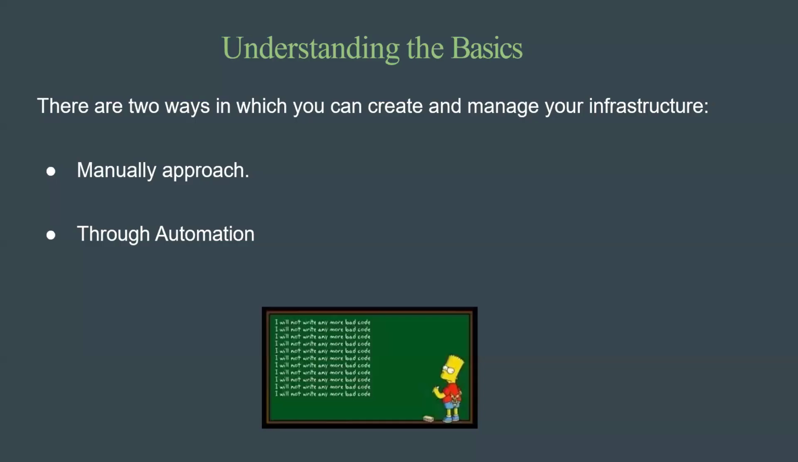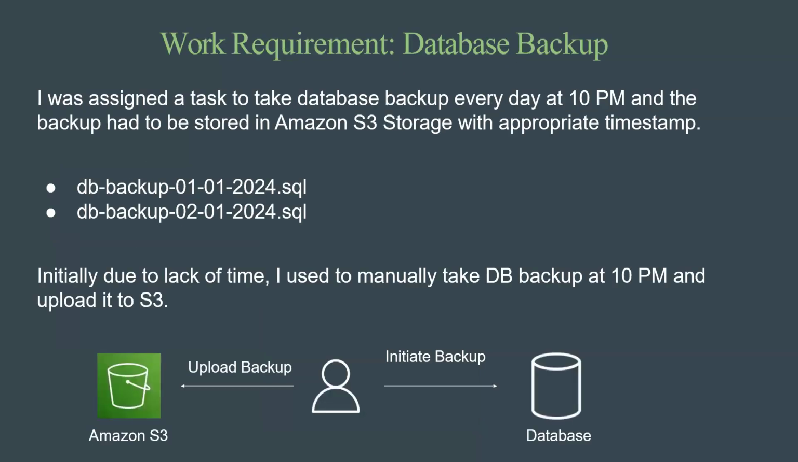So, infrastructure as code, understanding the basics. There are two ways in which you can create and manage your infrastructure. One is the manual approach. The other one is through automation. Through automation, you already know, right? Automation, manual, you already know. So this is through automation.